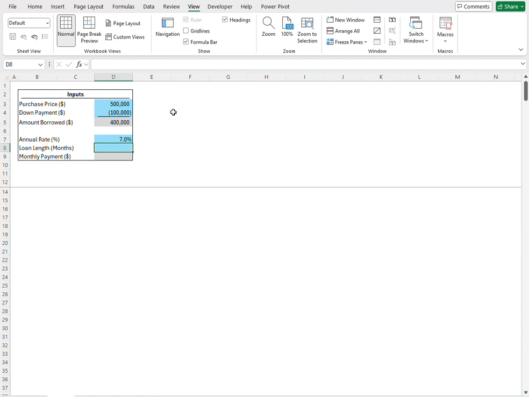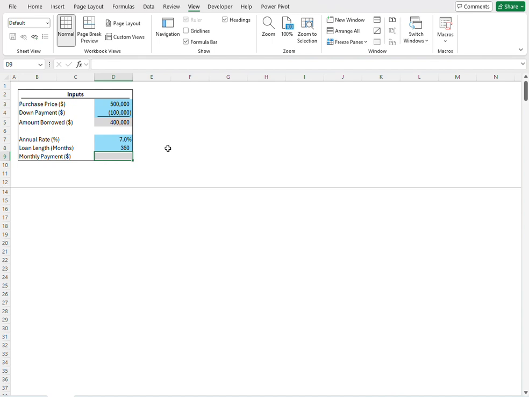And then the loan length. How long is the loan? So you can see here I've already identified we're going to enter this as months. And so in a typical 30-year mortgage, we are going to have 360 months. I'm just going to enter this as 30 years times 12 months per year for 360 months.